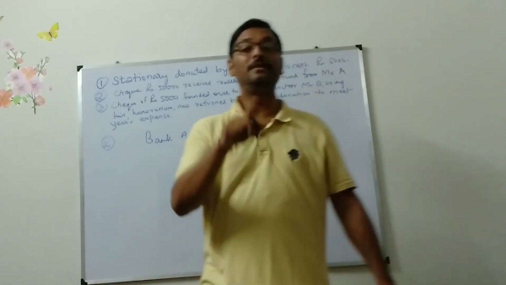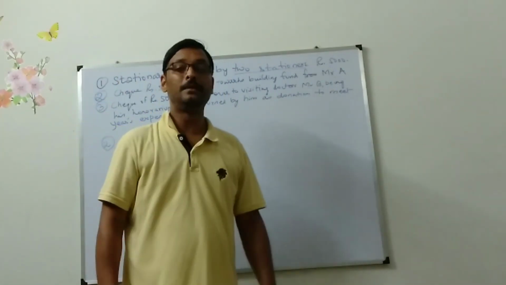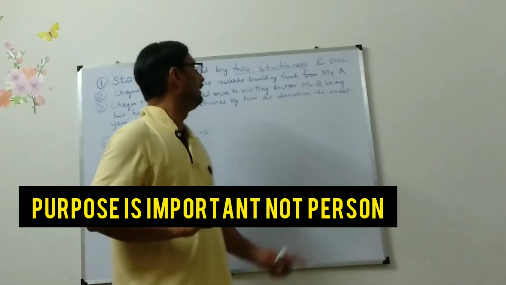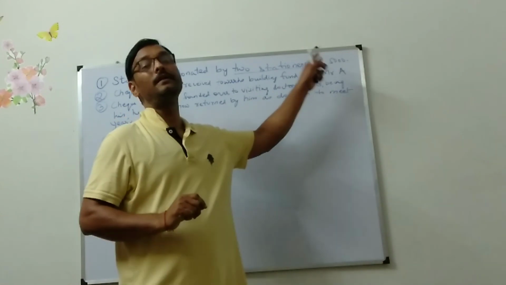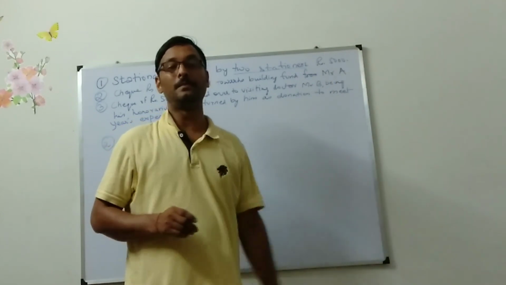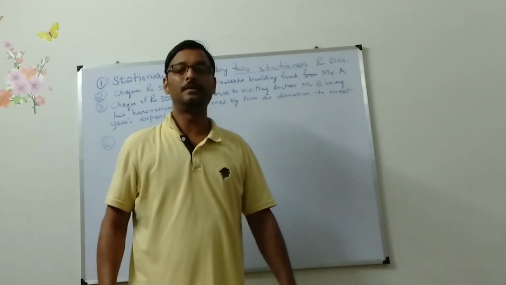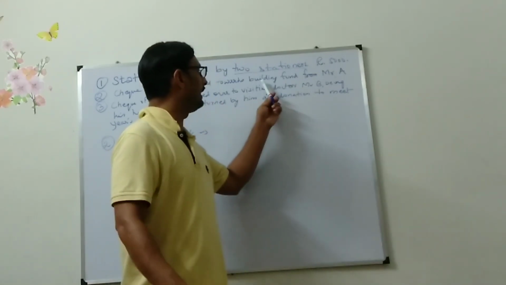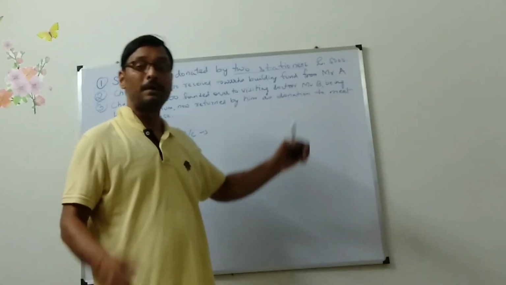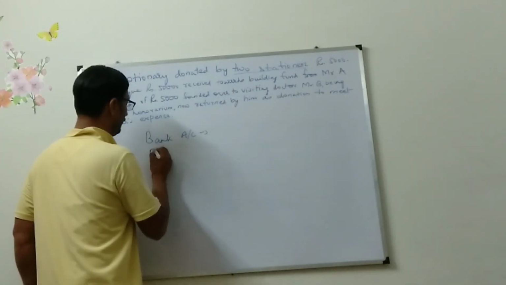In this case, Mr. A has given you a check. So you don't need to write Mr. A's name, because you have received cash or check. But you need to write for what purpose. If both purpose and name are given, then you write the purpose, not the person's name. If purpose is not given, then you need to write that person's name. Here purpose is given. It has been given by Mr. A for building fund. So, building fund.